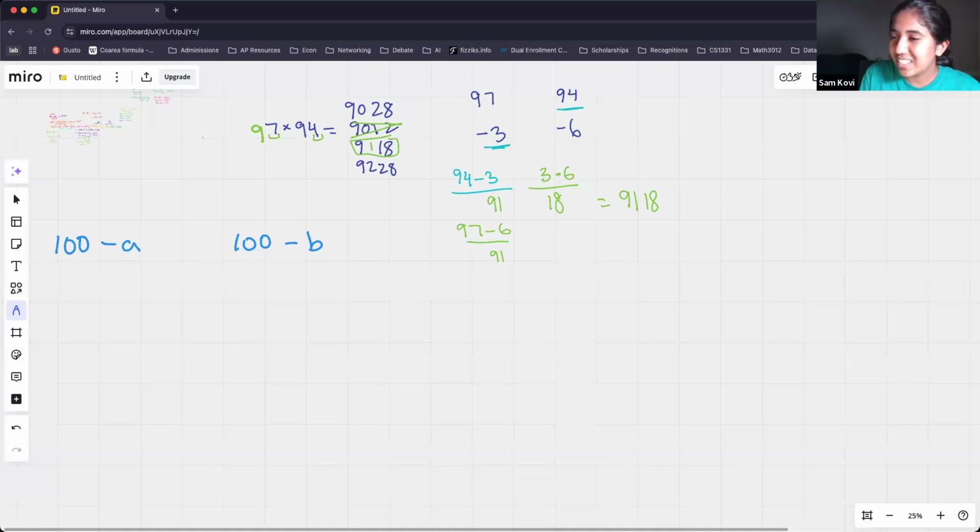Awesome. So let's take a look. When we multiply these numbers, hold on, I just realized my spacing was really bad. Okay. Cool.